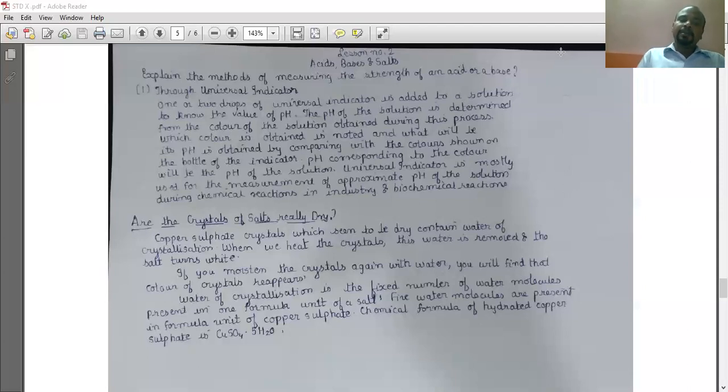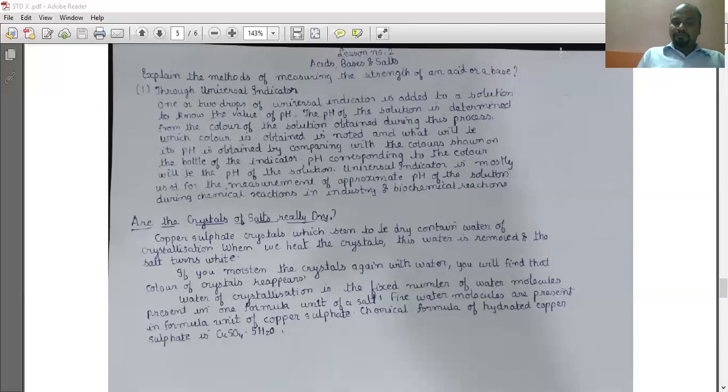One more time, see, are the crystals of salts really dry? Copper sulfate crystals, which seem to be dry, contain water of crystallization. When we heat the crystals, this water is removed and the salt turns white. If you moisten the crystals again with water, you will find that the color of the crystals reappears.